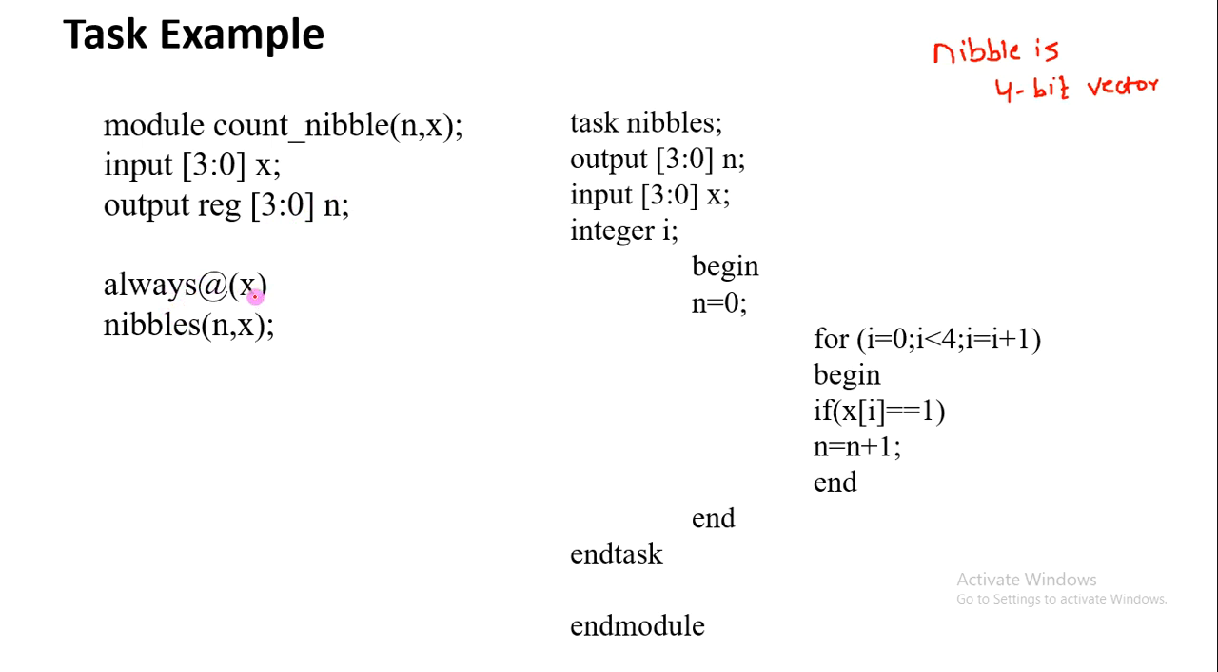Now always at X, so whenever X changes, it should execute nibble. I'm calling that particular function nibbles. N is the output, X is the input.